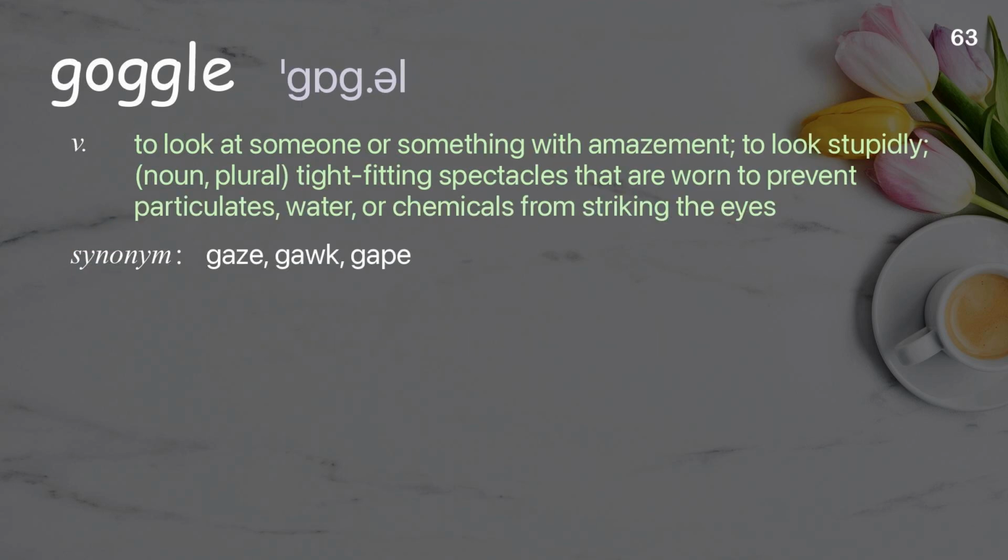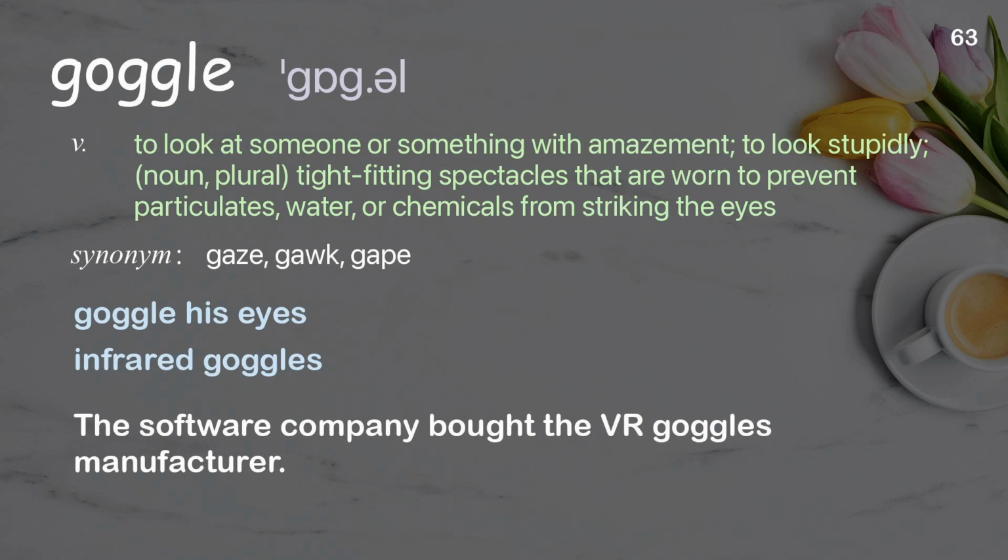Goggle. To look at someone or something with amazement, to look stupidly. Noun, plural: tight-fitting spectacles that are worn to prevent particulates, water, or chemicals from striking the eyes. Examples: Goggle his eyes. Infrared goggles. The software company bought the VR goggles manufacturer.